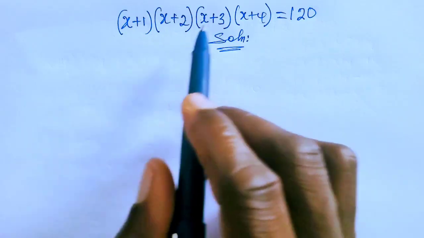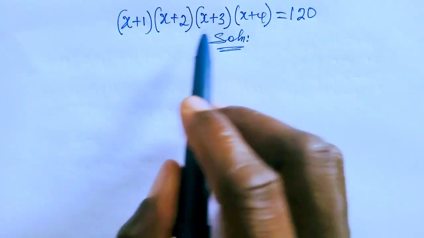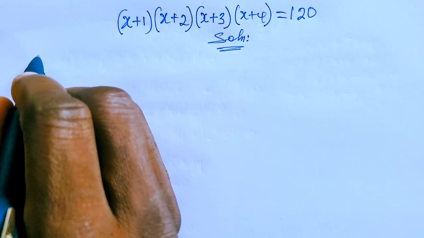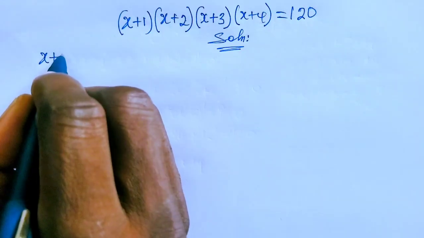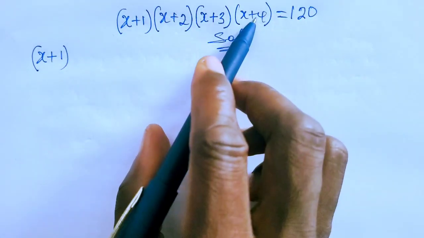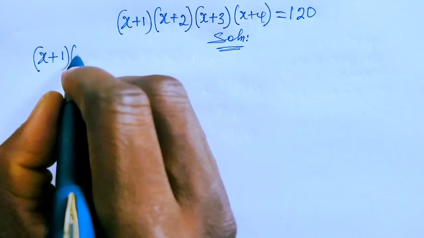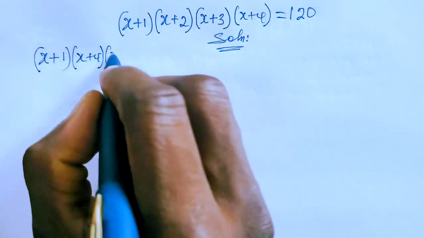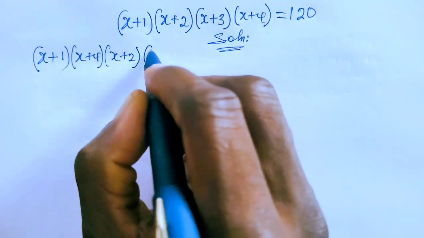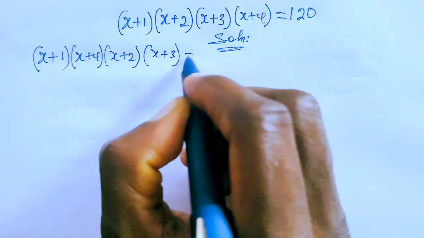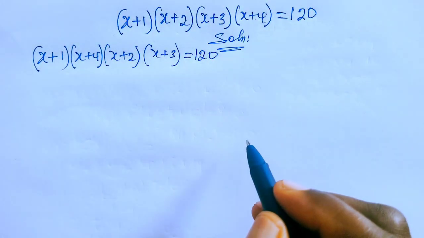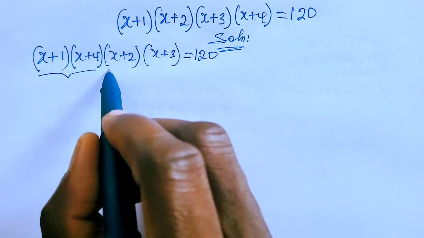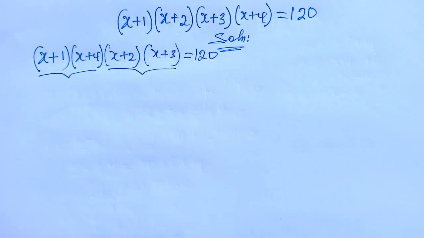Now, I'm going to restructure this equation for simplicity. I'm going to have this (x + 1), then I'm going to bring down (x + 4) here first, and continue with (x + 2)(x + 3) = 120. Now I'm going to multiply this out and multiply this out with this.